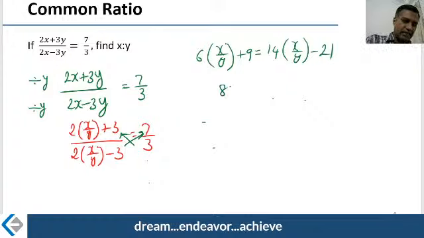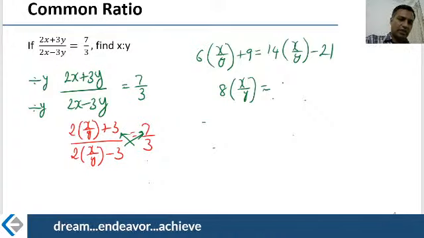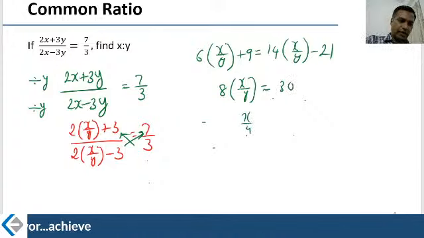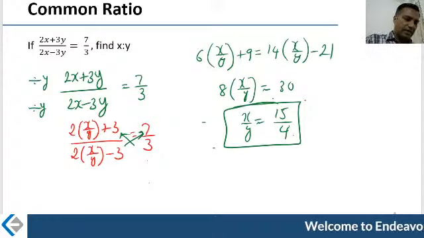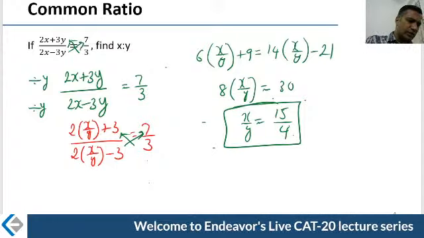Therefore, you will say that 8 times of x by y, simplify. 8 times of x by y is also nothing but 30. And therefore, what is x by y? Simplify this. It becomes 15 divided by 4. All right, simple result. Hey, can I cross multiply right here? Absolutely, there is no problem.